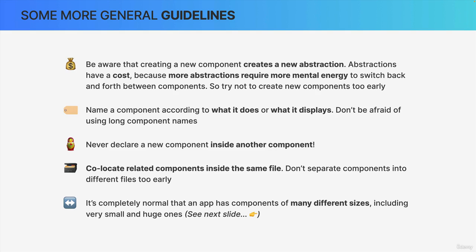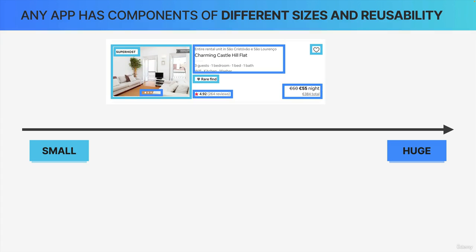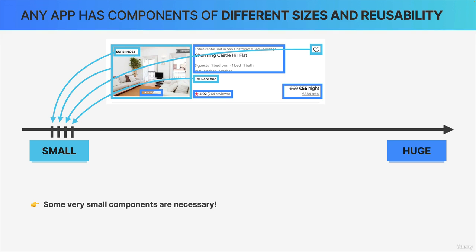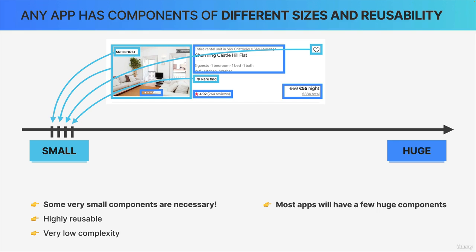Finally, and going back to our initial topic of component size, it's completely normal that an application has components of many different sizes, including some very small ones and some huge ones. So even though we said in the beginning that very small components have some problems, of course we always need some small components like these in any application, because they're highly reusable and have very low complexity, which is sometimes exactly what we need. Most apps will also have a few huge components that are not meant to be reused.